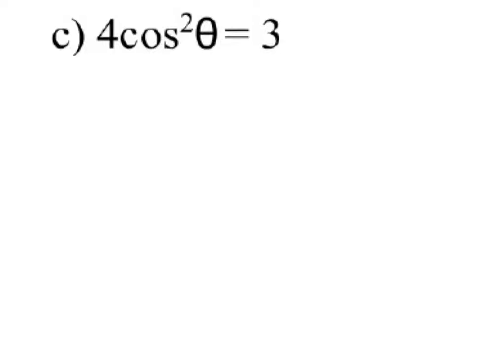Okay. 4 cos squared theta equals 3. So let's first divide both sides by 4. And we'll get cos squared theta equals 3 on 4. Then we'll take the square root of both sides. So we'll get cos theta equals plus or minus. It's easy to forget that plus or minus. Root 3 on 2. Square rooting the numerator, square rooting the denominator.